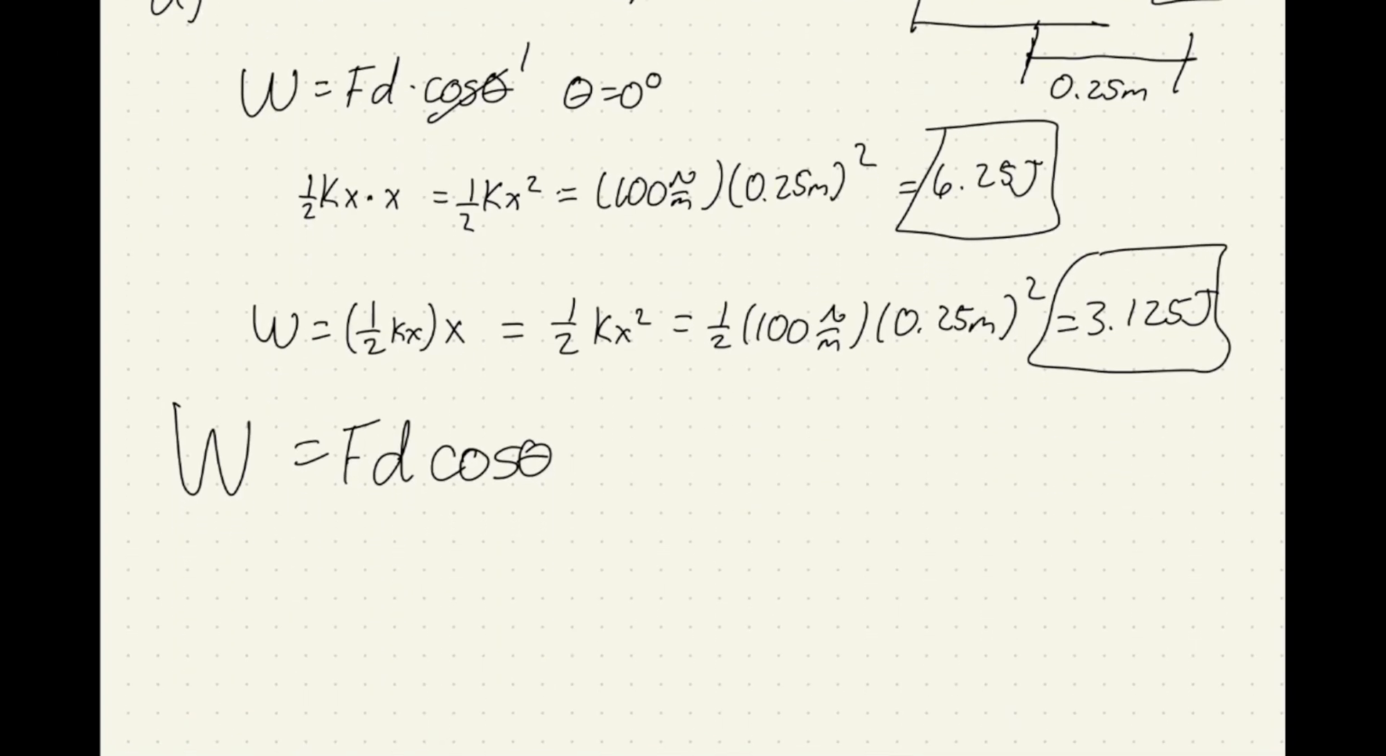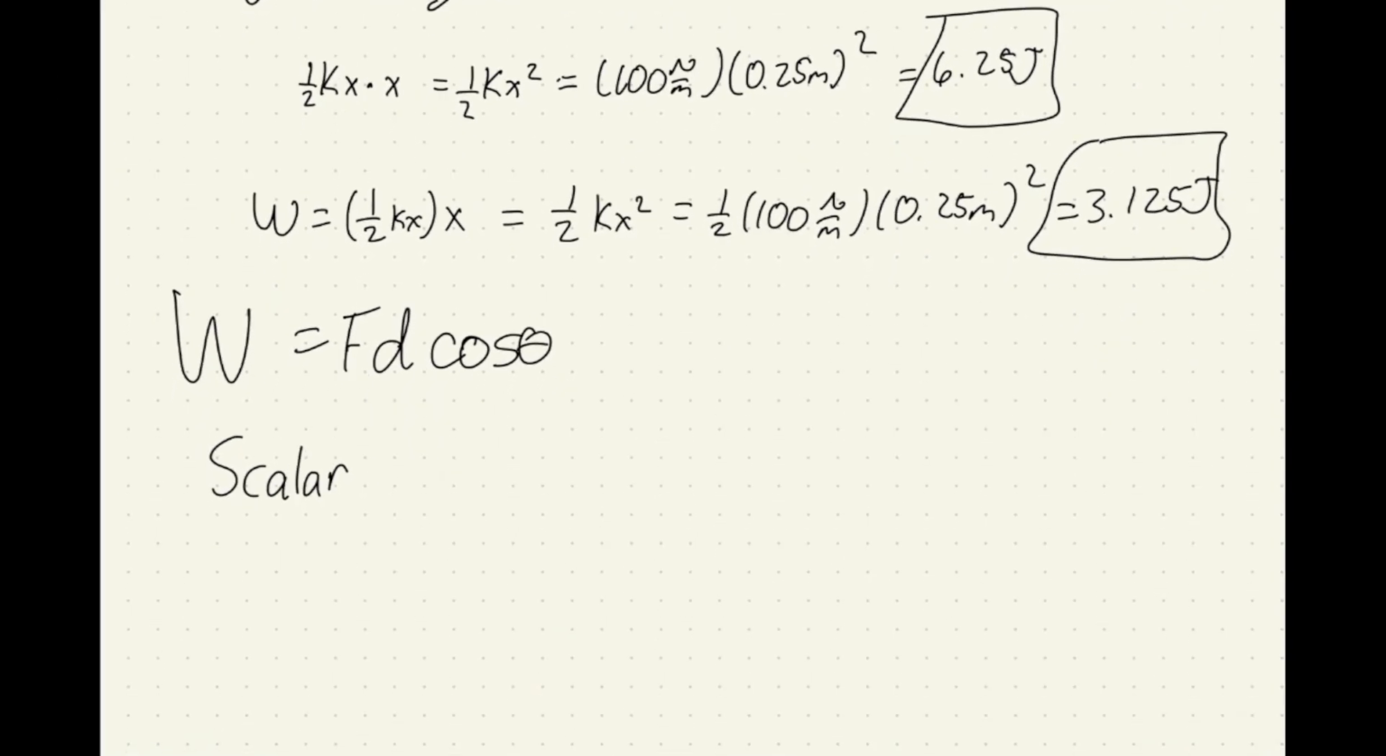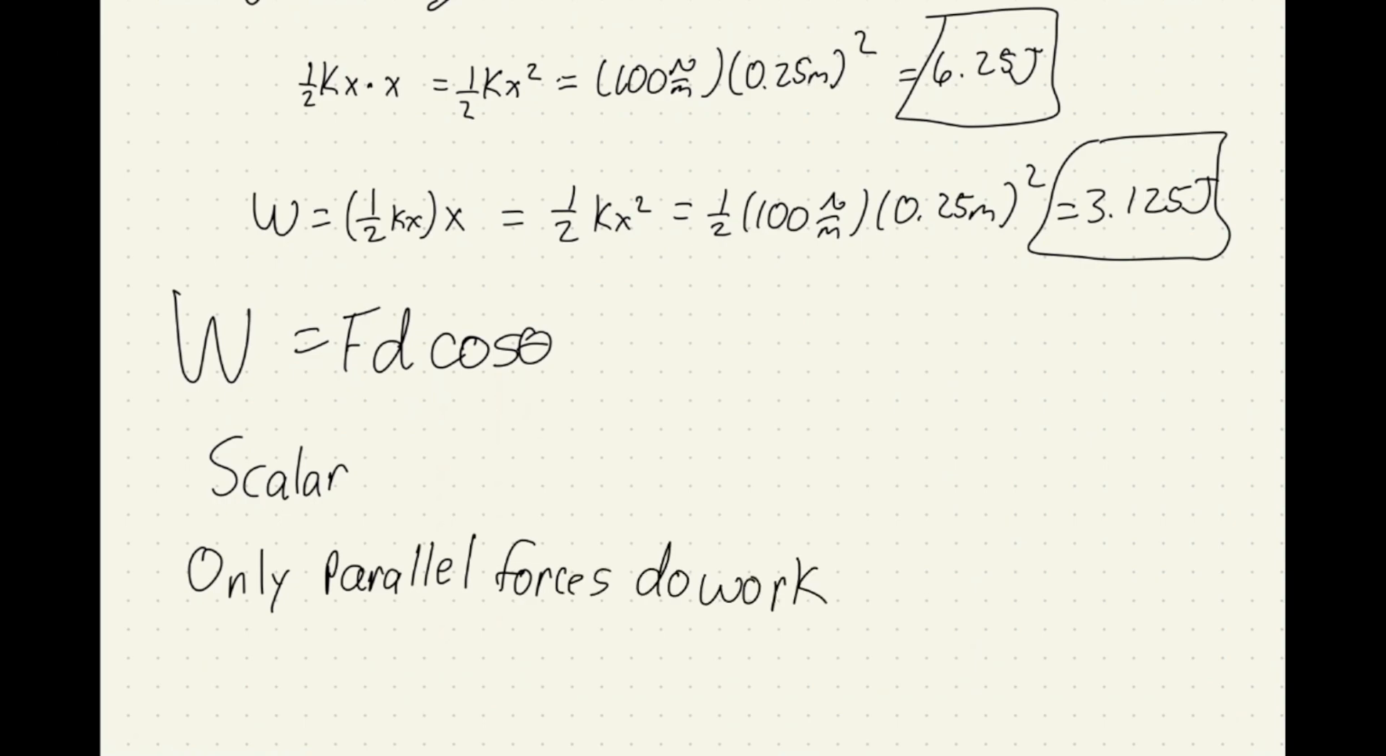Work is a scalar. It does not have direction. Positive means we're increasing velocity or increasing the energy of a system. Negative means we are decreasing the energy of a system. And one more thing, only parallel forces do work. Only forces that are parallel to the displacement will actually do work. So with that said, that's it for work.